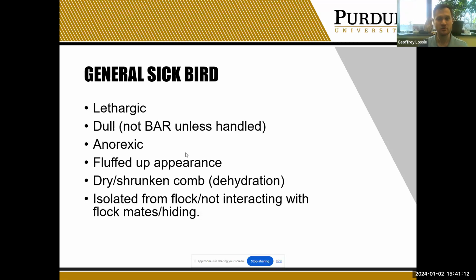But there are also very general signs of illness that don't indicate anything more specific other than, hey, that bird does not feel good. If the bird becomes lethargic, so lack of energy, not bright, alert, and responsive unless it's being handled, if it's not eating, having that characteristic fluffed up appearance. Birds will try to make themselves appear bigger, showing that they're very healthy and definitely not sick, even though they are. We've already talked about dry, shrunken combs as a very good sign of dehydration.